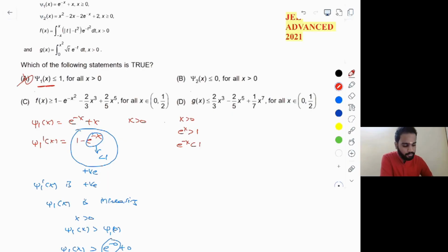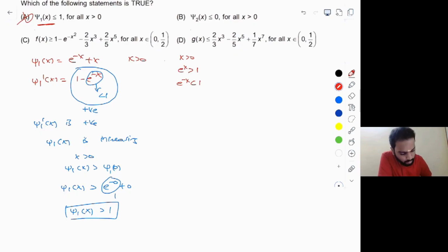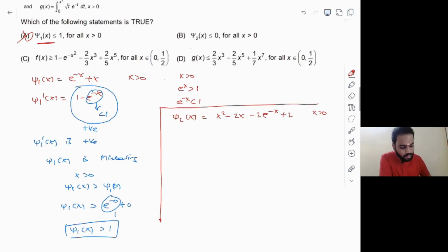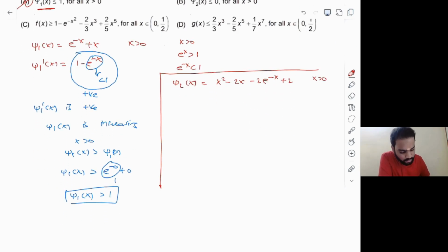They are talking about psi2 of x, so obviously I'll be taking the psi2 of x function here. But the process is going to be absolutely the same. Psi2 of x is given as x square minus 2x minus 2 into e power minus x plus 2. And once again, they are talking about only x greater than 0. So once again, let's try to differentiate and check it. Psi2 dash of x is equal to 2x minus 2 plus 2 e to the power of minus x, after differentiating, right?